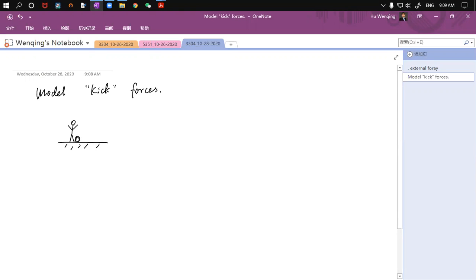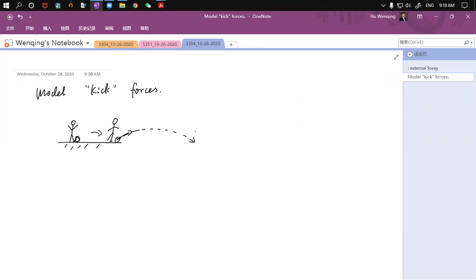Now, what does the football process look like? The foot of this person is going to touch the football, but then he's going to immediately take his foot away. And then the football starts to gain a certain momentum. It starts to move. This is a very typical shape of kick forces.